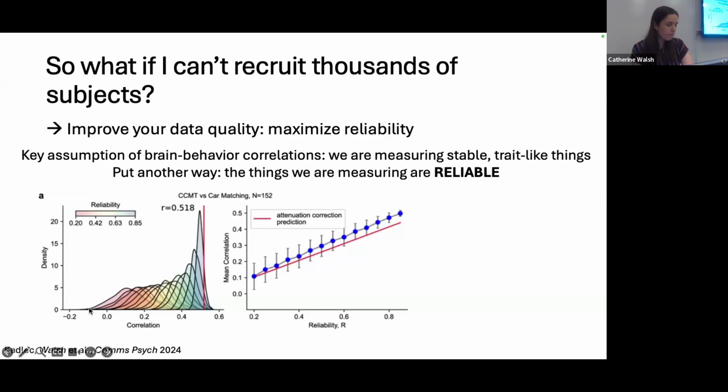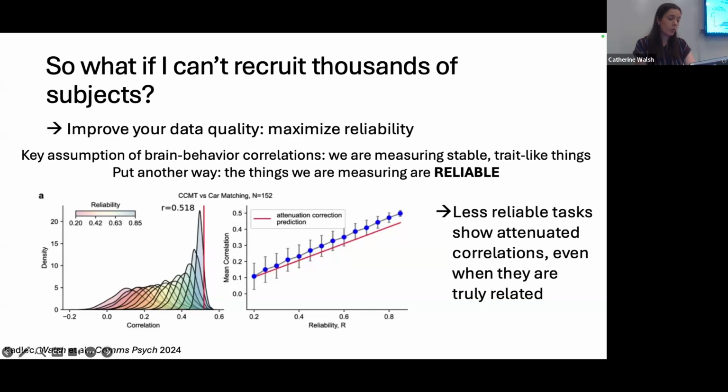Basically, this shows that at lower reliabilities, there's a lower correlation. So when tasks are less reliable, they show attenuated correlations, even when they are truly related. Even when we know they are related, you aren't going to see that as well if you're using less reliable tasks. And I'm showing this for two behavioral tasks, but mathematically this is the same for brain-behavior, brain-brain, any kind of correlations that matter. This is the same.